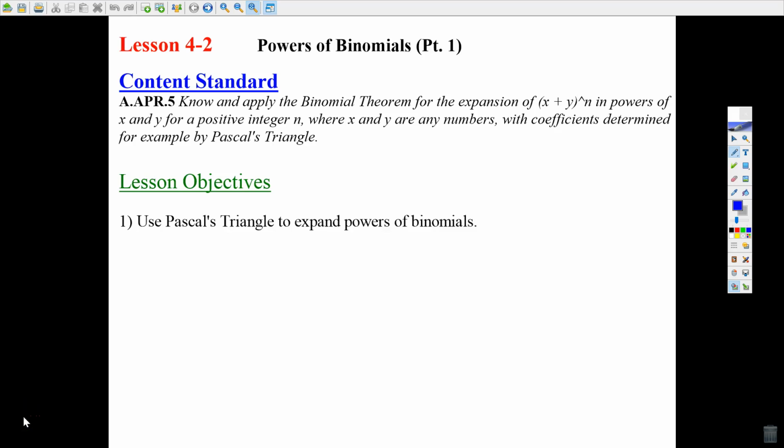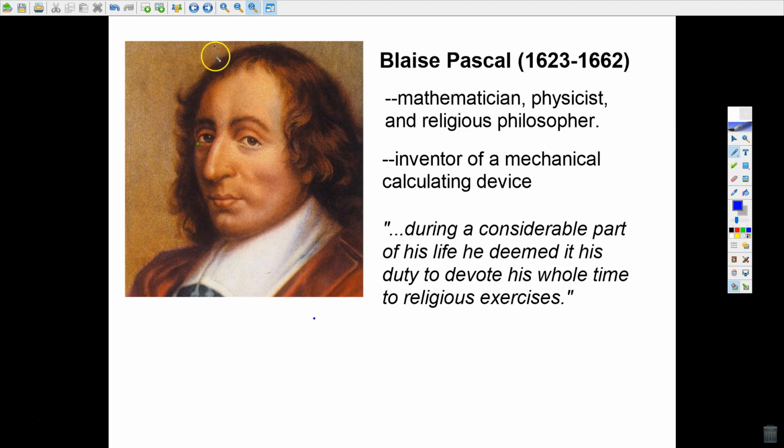Okay, we're starting lesson 4.2 today, but we're actually going to break it up into two parts. We'll finish 4.2 tomorrow. Today, the focus is going to be using Pascal's triangle to expand binomials to any power. But before we jump right into how do we make Pascal's triangle, how do we use it to expand binomials, let's just take a look at, well, there's Pascal.